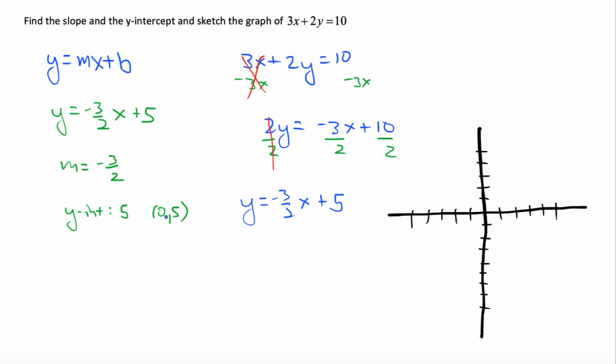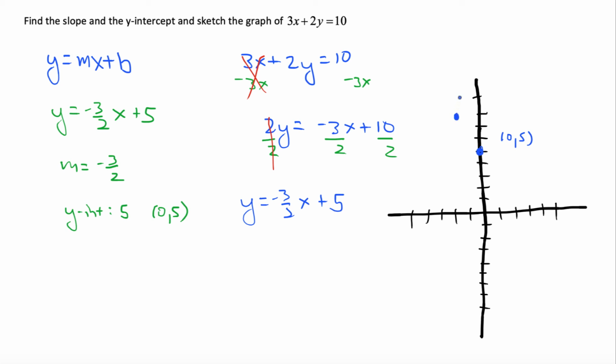All right, so let's take a look here. The y-intercept is 0, 5, which means we go up here. Okay, so that's the point 0, 5. Now the slope in this case is negative 3 over 2. Because it's negative, remember that means that our line should go up and to the left. Remember the slope is the rise over the run. So instead of going up 3 right 2, because the slope is negative, we want to go up 3 and left 2.